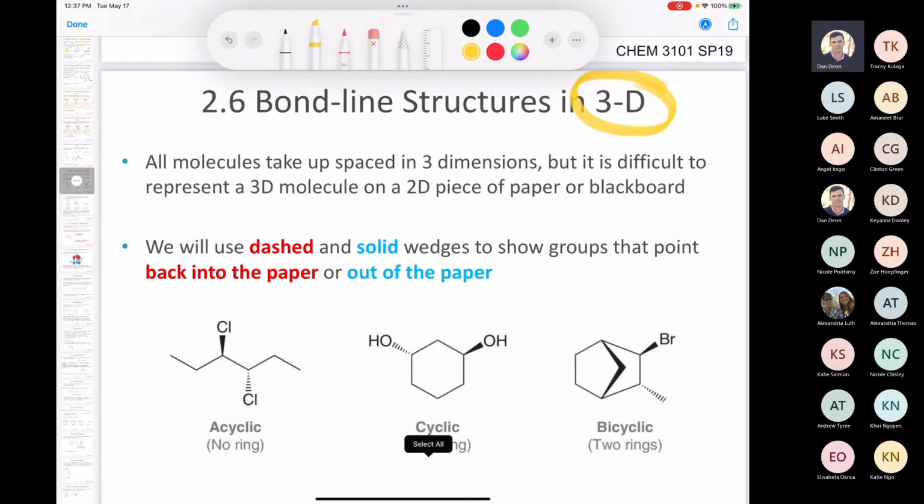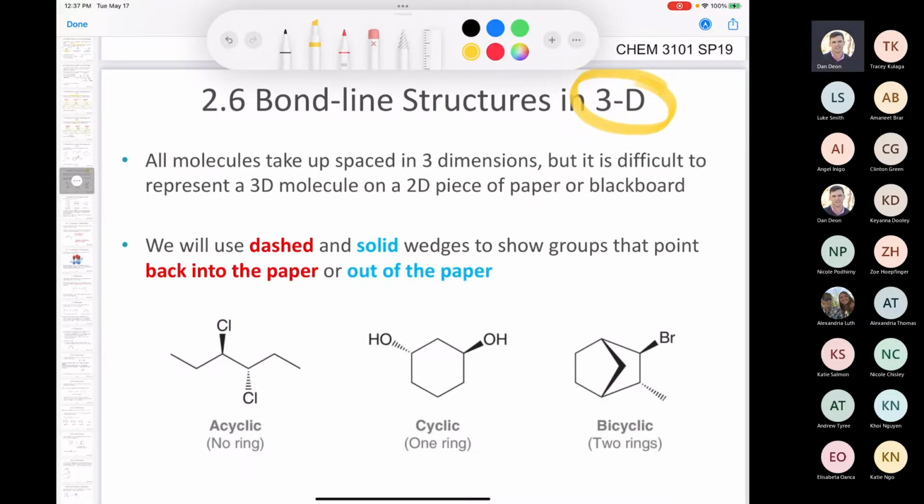And when we write them down on a piece of paper, or on a screen, we're writing on something that is 2 dimensions. And so we have to find a way to represent a molecule that is 3-dimensional on a 2D piece of paper or a chalkboard or a whiteboard or a screen. The way that we do that is using a variety of methods, one of which is a dashed bond or a wedged bond.